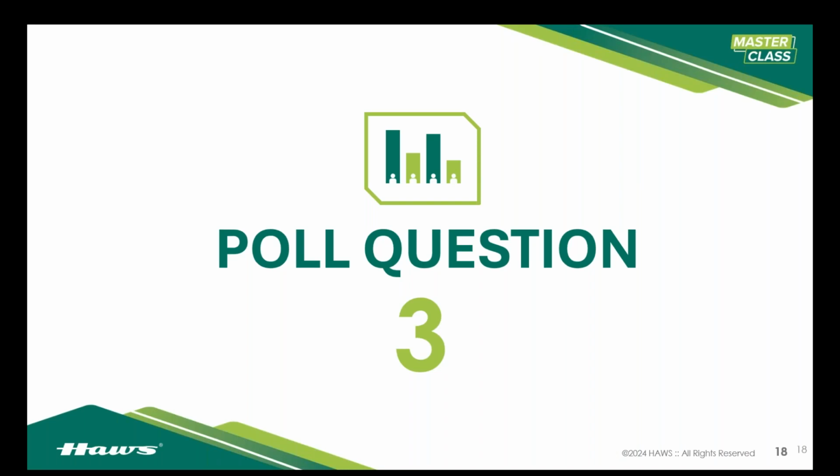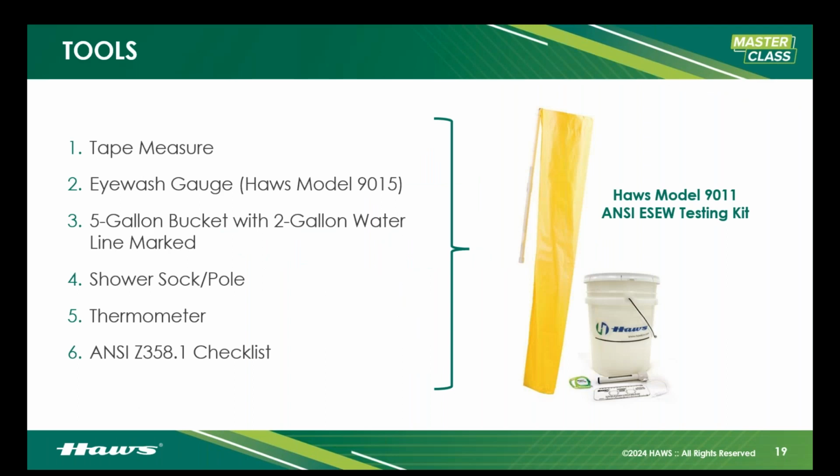All right, Justin. Here we go. So moving on, this is what you're going to need to get that annual inspection done. The tools are simple. We have a nice, neat little kit here. It's the 9011, but that's what it's going to look like. Most manufacturers have some version of this. And the tools here are very important, okay?